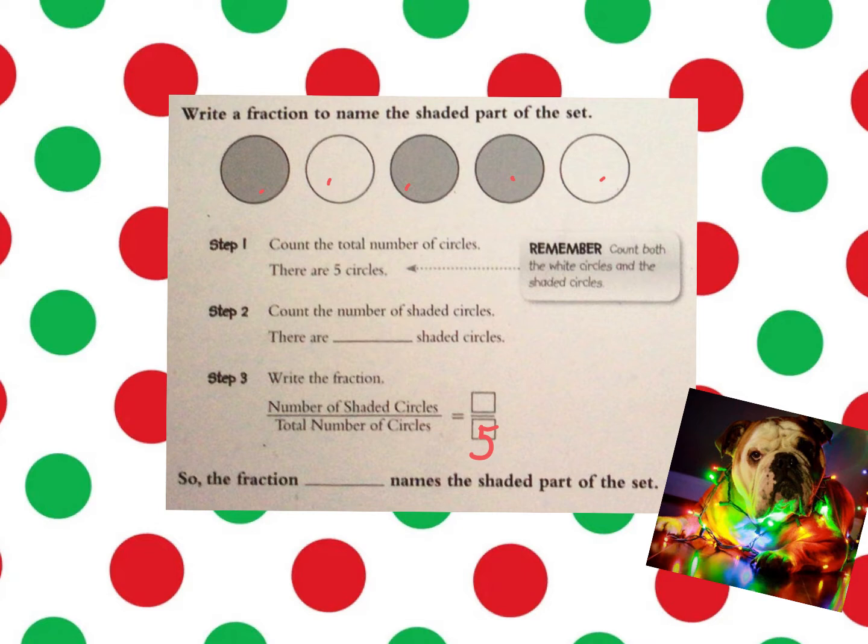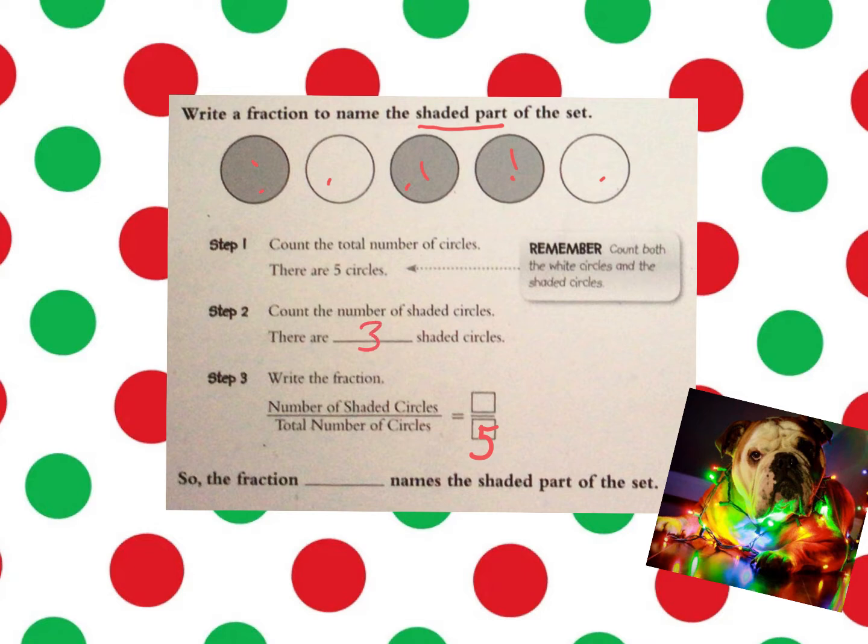And then we're going to count the number of shaded circles because it says write a fraction to name the shaded part. So I'm going to underline that just so I remember. I'm counting the shaded ones, remember? And the shaded ones are the ones that are colored in, not the white ones. So here we go. 1, 2, 3. And there are 3 shaded circles.